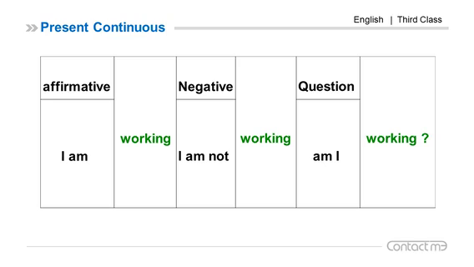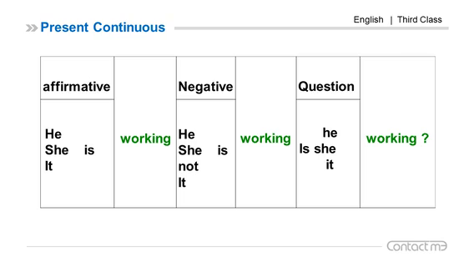I am working, present continuous. Negative, I am not working. Question, am I working? Pronoun you, second singular, you are working, affirmative sentence. You are not working, negative sentence. Are you working, interrogative or question.